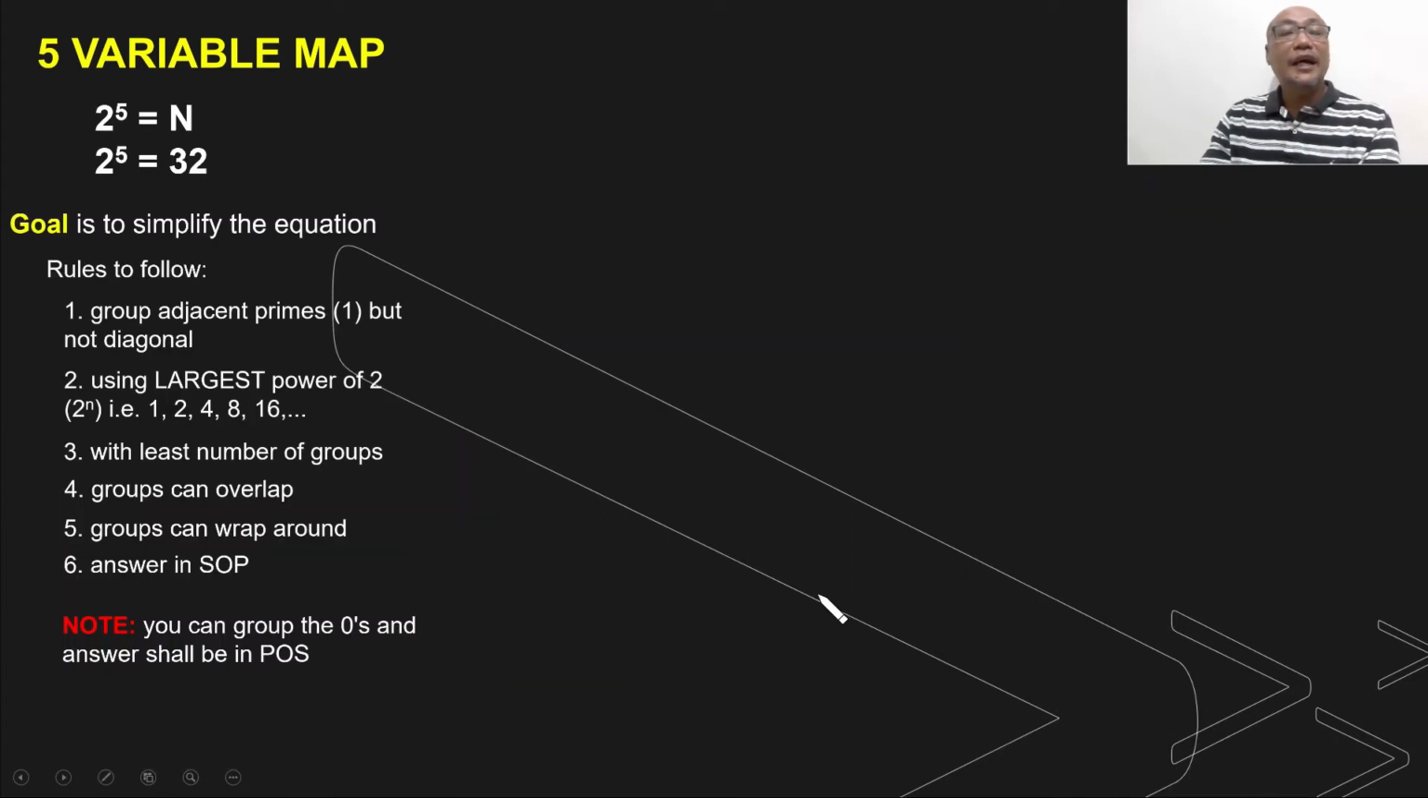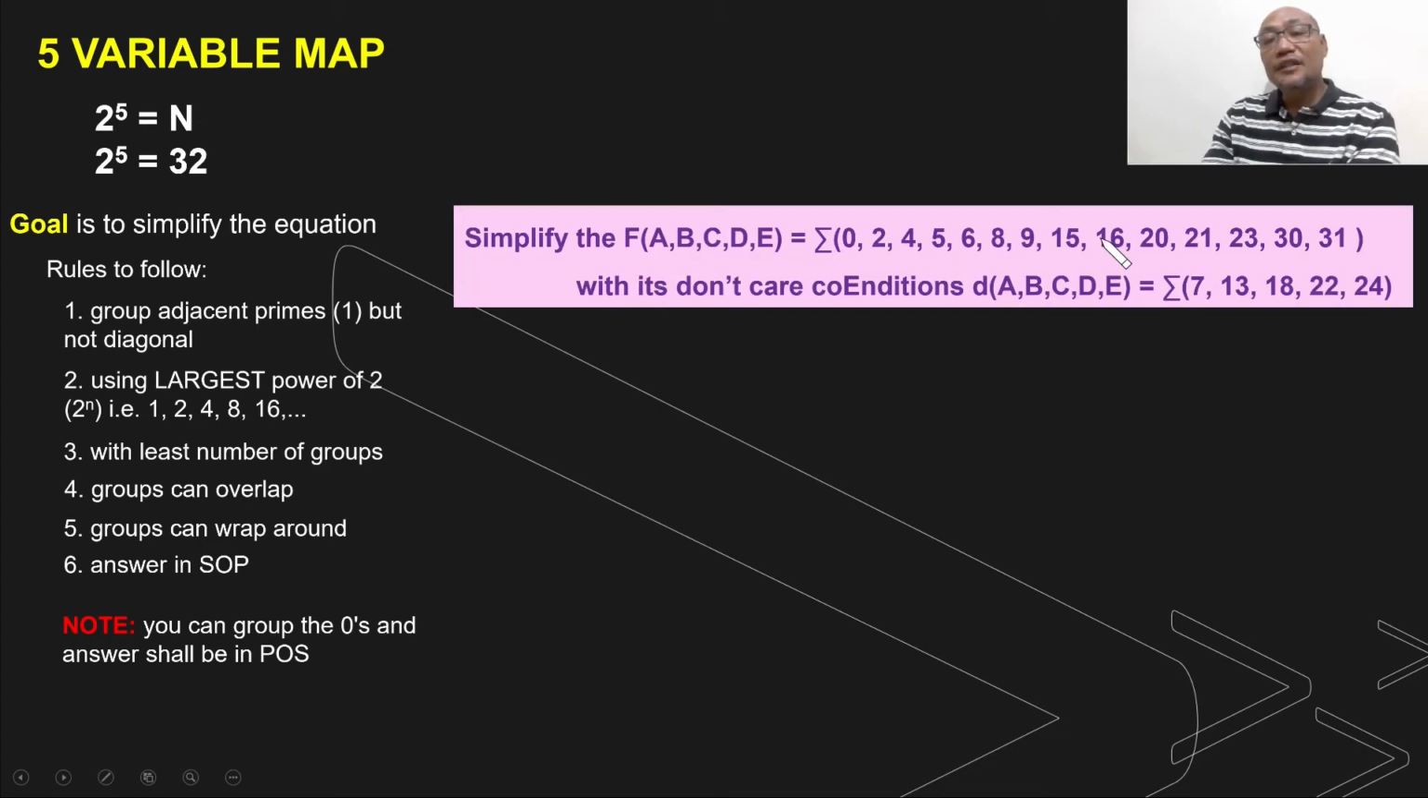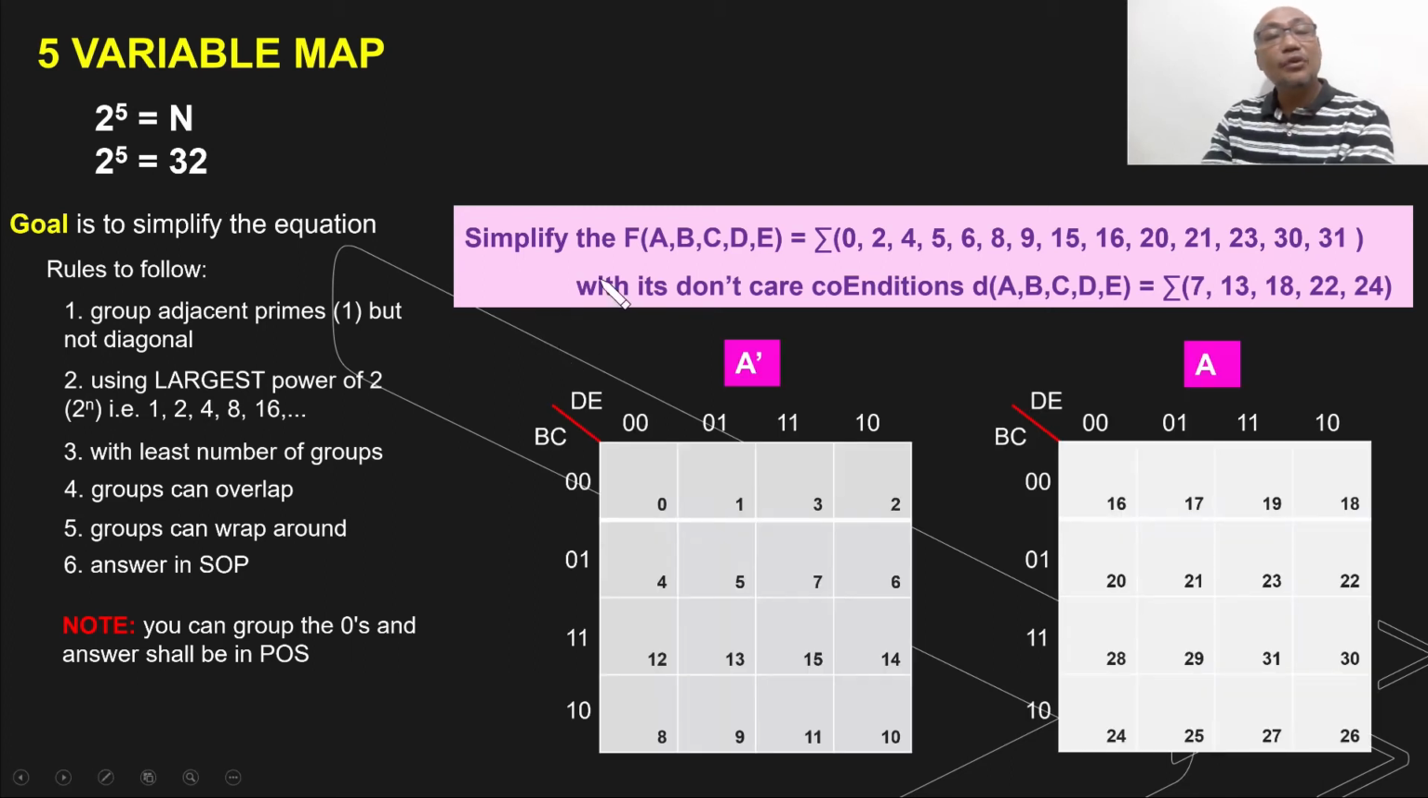Let's try a 5 variable map. That's now a 5 variable map. We'll be needing 32 cells. With this function, the number of primes already will be 32 possible combinations. If we are going to do Boolean algebra with this, then it will be a very long and tedious process. That's the advantage of using a K-map. So we have 32 cells.